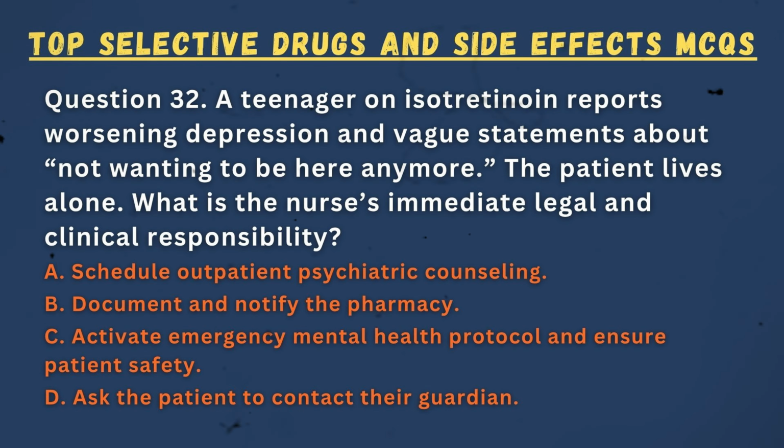Question 32. A teenager on isotretinoin reports worsening depression and vague statements about not wanting to be here anymore. The patient lives alone. What is the nurse's immediate legal and clinical responsibility? A. Schedule outpatient psychiatric counseling. B. Document and notify the pharmacy. C. Activate emergency mental health protocol and ensure patient safety. D. Ask the patient to contact their guardian.